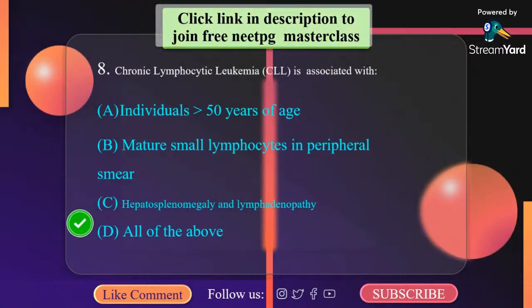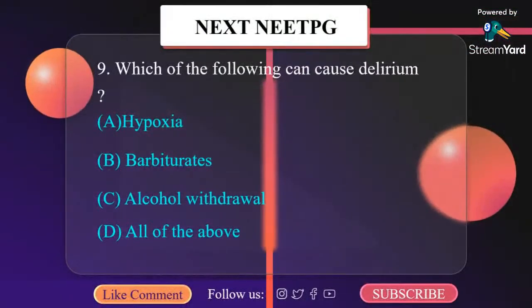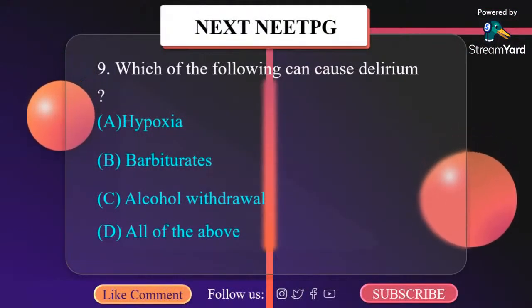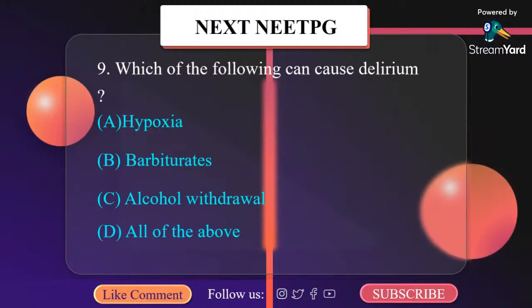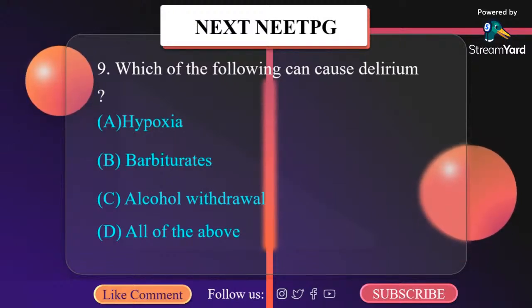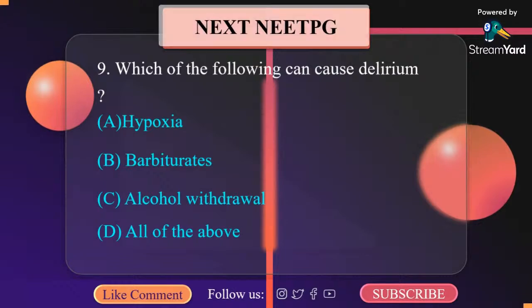Which of the following can cause delirium? A. Hypoxia. B. Barbiturates. C. Alcohol withdrawal. D. All of the above. Correct option here is D. All of the above.